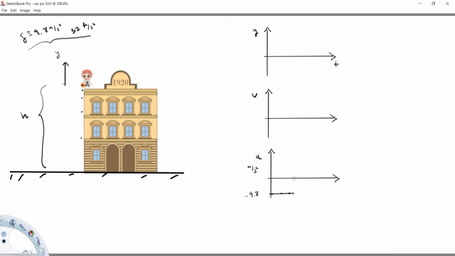Now, if we knew a time, you could put a time there. A very common thing that I like to do here is I'm just going to put a t here, where this could be any numerical value. So there's my graph describing acceleration against time. Now we'll go up and talk about the velocity graph.